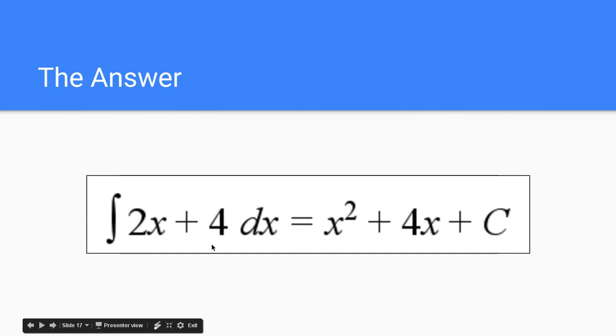So when you find the antiderivative or the indefinite integral, which essentially mean the same thing, the indefinite integral of 2x plus 4, we get x squared plus 4x, but we add a c to it. So x squared plus 4x plus c is the answer.